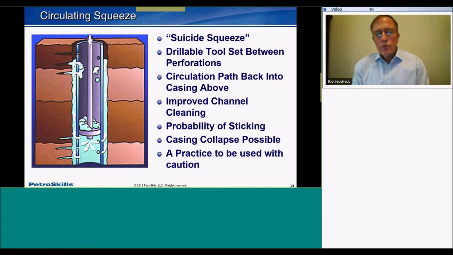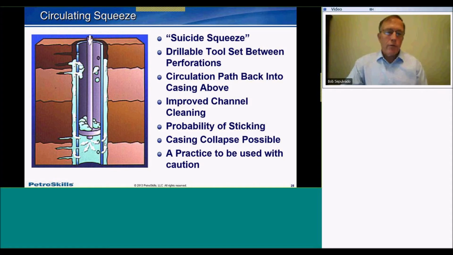The circulating squeeze allows us to place cement into long intervals of uncemented annular area that we've identified. So we've identified in a well that we need to place cement to isolate a zone. What we do is we go below the zone of interest and we perforate, shoot perforation holes. Then we go above the zone of interest and we shoot some additional perforation holes. We set a drillable tool above the bottom perforations and we establish an injection rate. We're not pumping cement yet. We're establishing an injection rate just to make sure we can place cement.